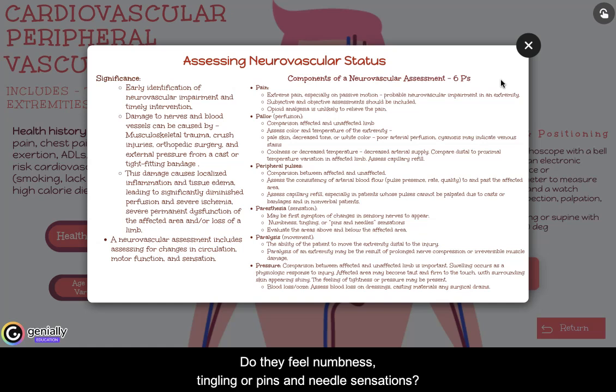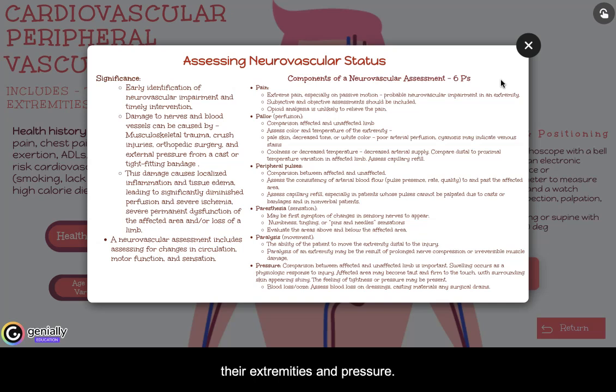Paresthesias, check their sensation. Do they feel numbness, tingling, or pins and needles sensations? And if they do, what areas do they feel it in? Paralysis with movement? Do they have any difficulty moving or inability to move their extremities? And pressure, comparison between affected and unaffected limb is important. Check for swelling, that's a physiological response to injury. Also blood loss or ooze, assess blood loss on the dressings, if they have any dressings, or the casting material, if they have a cast on. So these are the 6 P's, and it's very important for you to remember these.